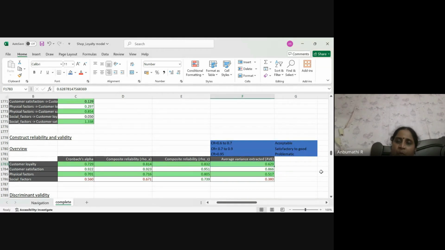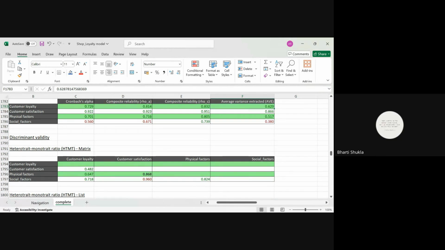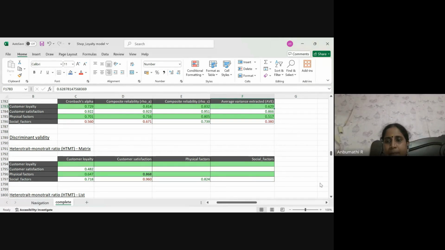This is average variance extracted. Is that okay? The cutoff for average variance extracted is that it should be greater than 0.5. So this is the third one. After checking for the convergent validity, we need to check for the discriminant validity. So are we all on the same page?